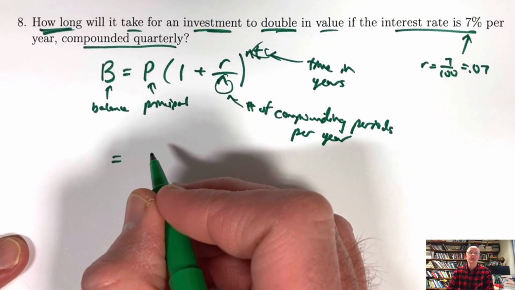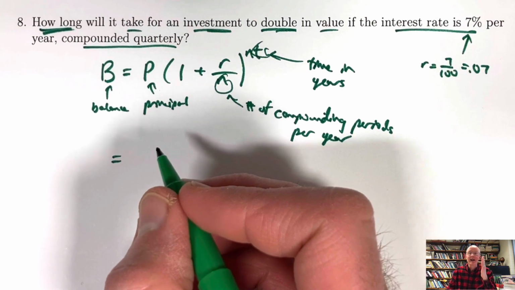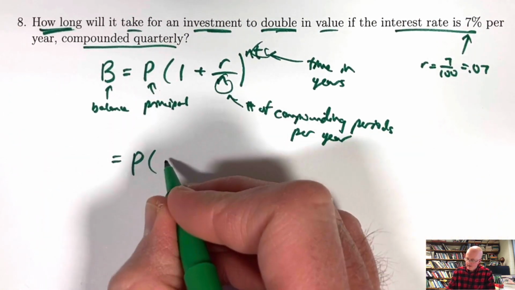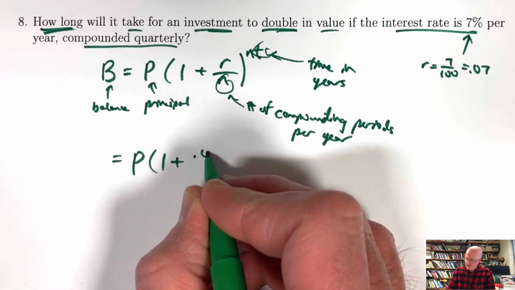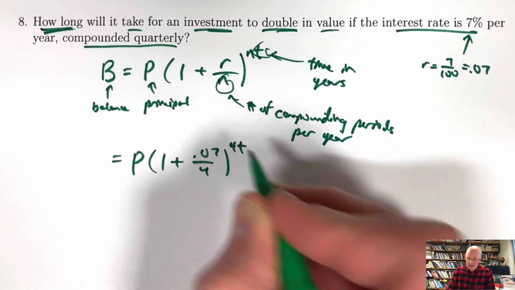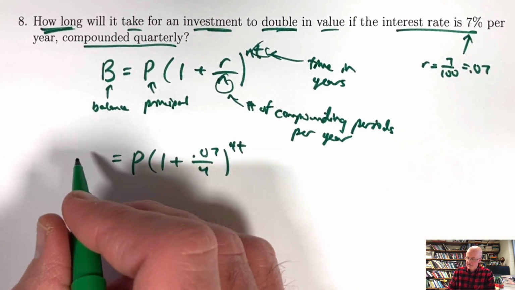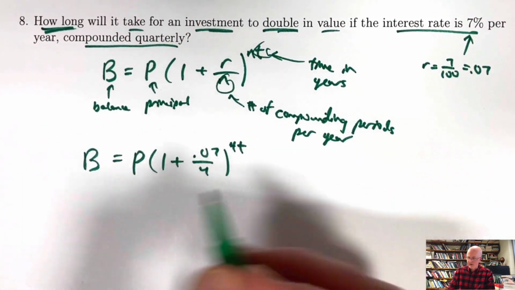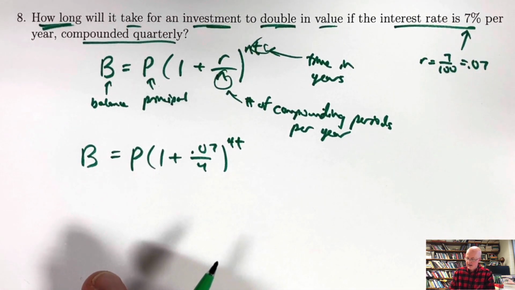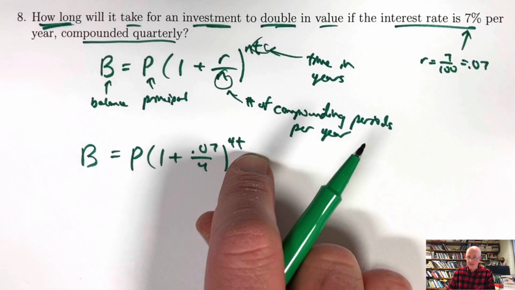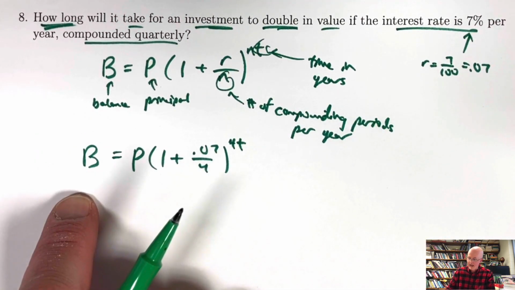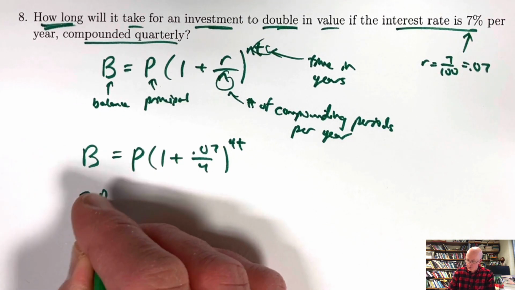What is the principal? How much are we depositing? They don't say, because it doesn't matter. I'll just leave it as a P. Replace R with 0.07, replace N with 4. T is unknown. But wait a minute, how can we solve this kind of equation when we got, say, 3 variables, 3 unknowns, it seems like? Well, think about how the problem is phrased. How long, what will T be for the investment to double? For P to grow to 2P, I can replace B with 2P.